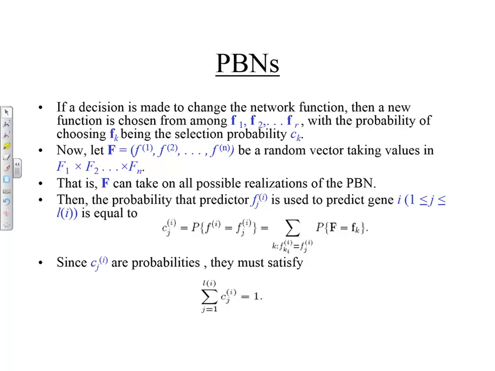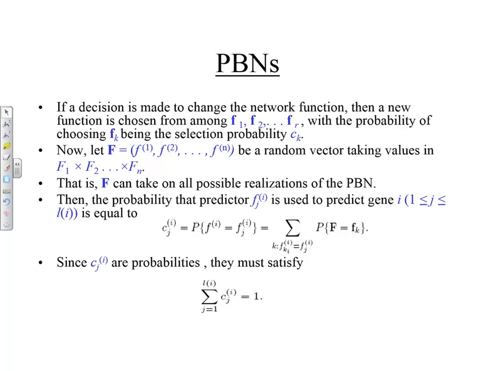Then the probability that the predictor Fij is used to predict the ith gene, where j varies from 1 to Li because the ith gene has Li predictors, will be equal to the probability over all the networks for which the ith gene is predicted by the jth predictor. For understanding this a little better, you might want to read the paper. It is basically bookkeeping in probability, how you compute the probability of a compound event from elementary events, and all that is basically that.